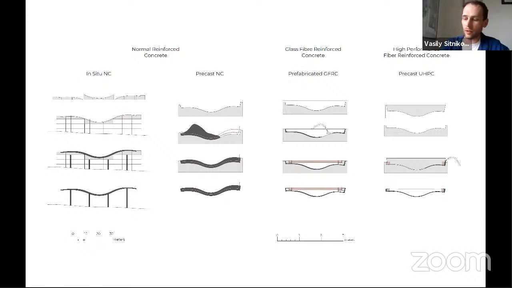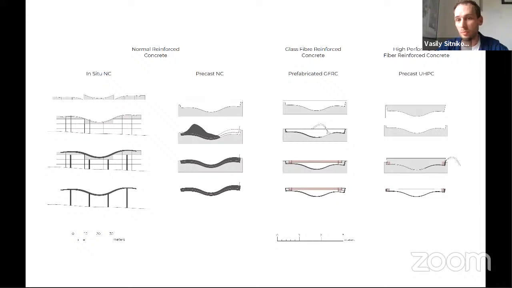And this has appeared in three different material variations. The first one is normal reinforced concrete, the classical concrete structures reinforced with steel, which are either made on site as an in situ casting procedure or precast on a prefabrication plant and transported to the site. The second type of concrete used in these applications is glass fiber reinforced concrete, which suddenly allowed to reduce the weight of the elements, which are often just cladding. So you'd like to have them as light as possible.